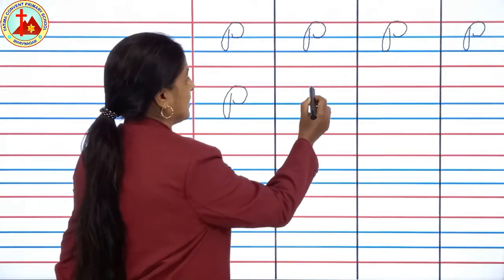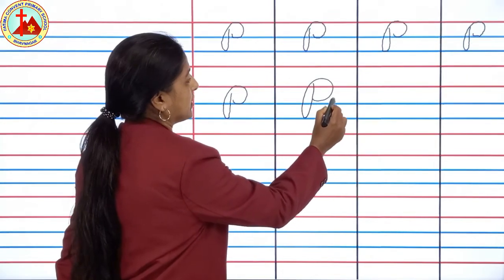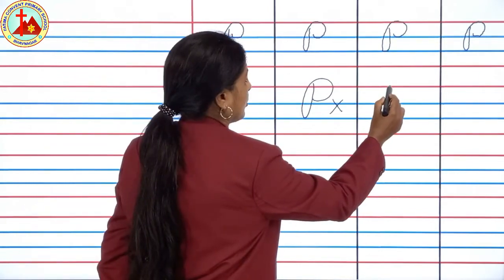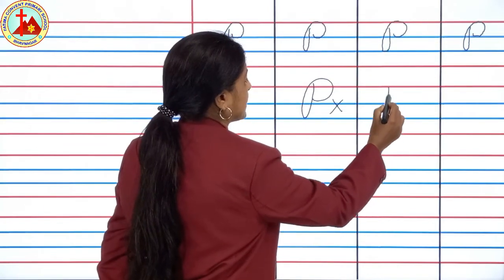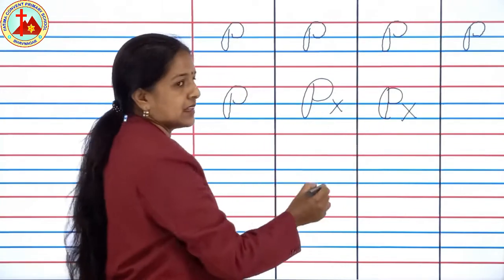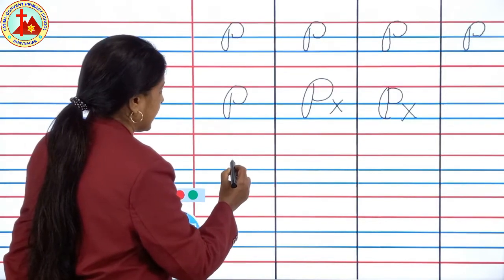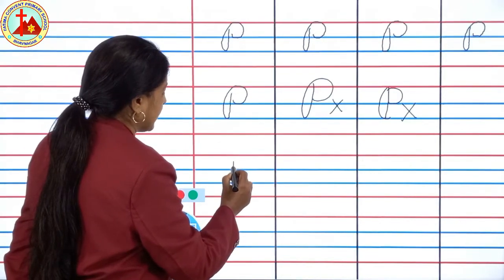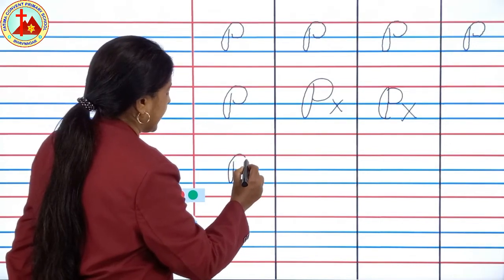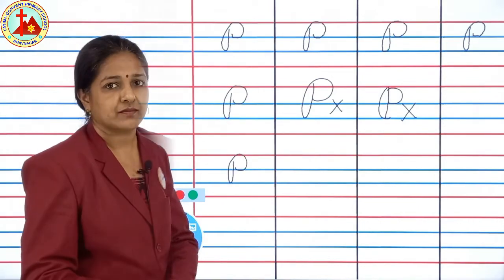And see, children, your writing should not go out of the red line. This is wrong. You don't have to lift your pencil also, and don't write like this. This is also the wrong method. Again we'll see, between these two lines, go up to the red line, then P, cursive capital P.